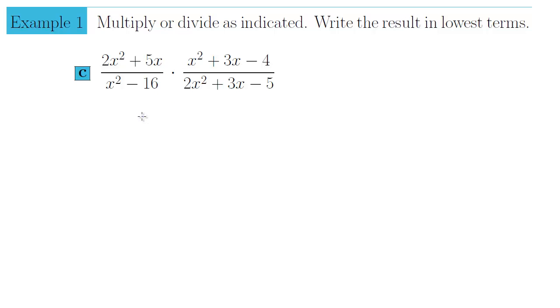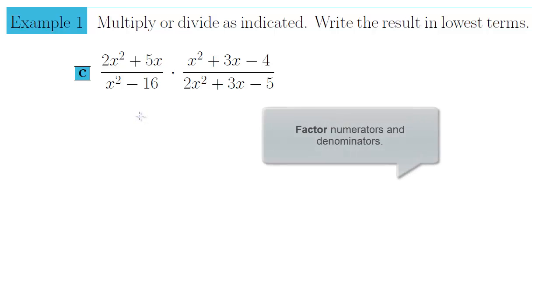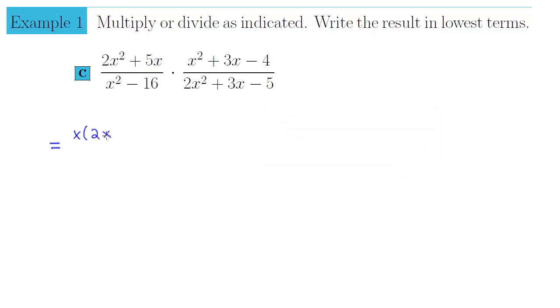Our first step is to factor the polynomials in the numerator and the denominator. So let's start with 2x squared plus 5x. Notice the greatest common factor that we can pull out is simply x. And that's going to leave us with 2x plus 5.